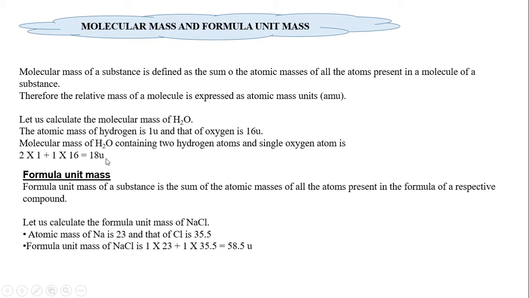In a similar way, the formula unit mass is the sum of all the atoms present in the formula, but in respect of an ionic compound. Suppose you take NaCl, 1 atom of sodium, Na, is 23, and Cl has an atomic mass of 35.5. So you need to find the formula unit mass: 1 into 23 plus 1 into 35.5. So overall it is 58.5 u.